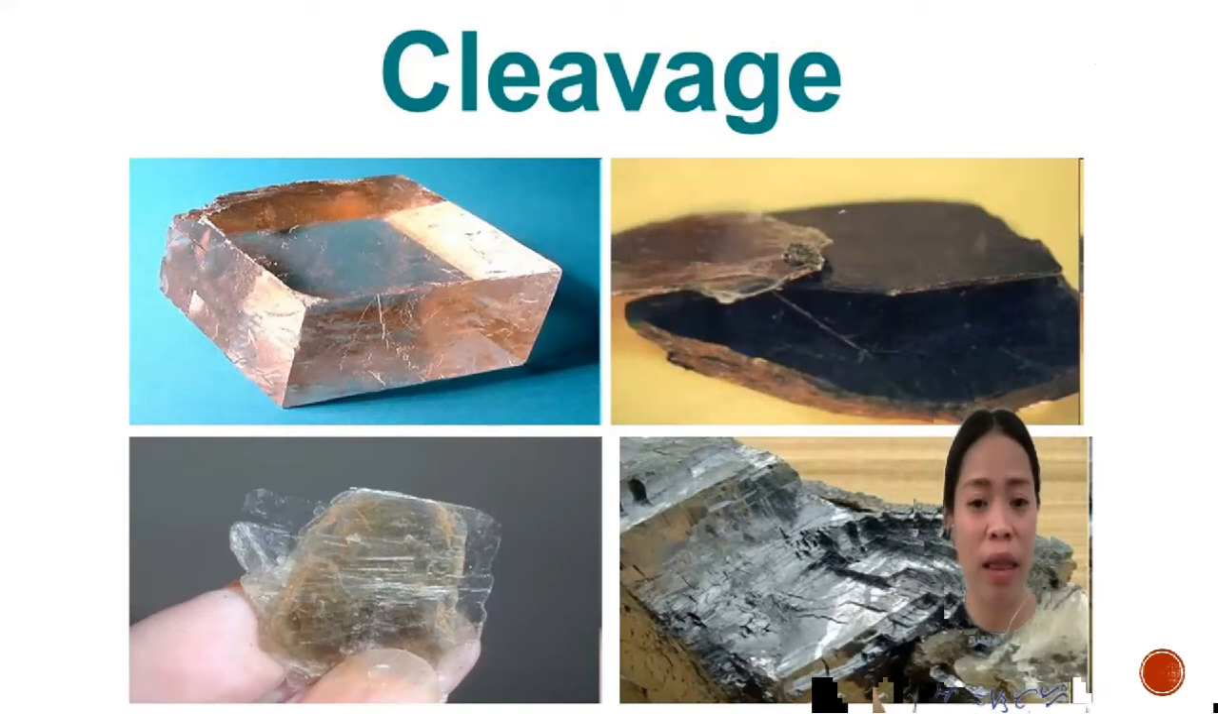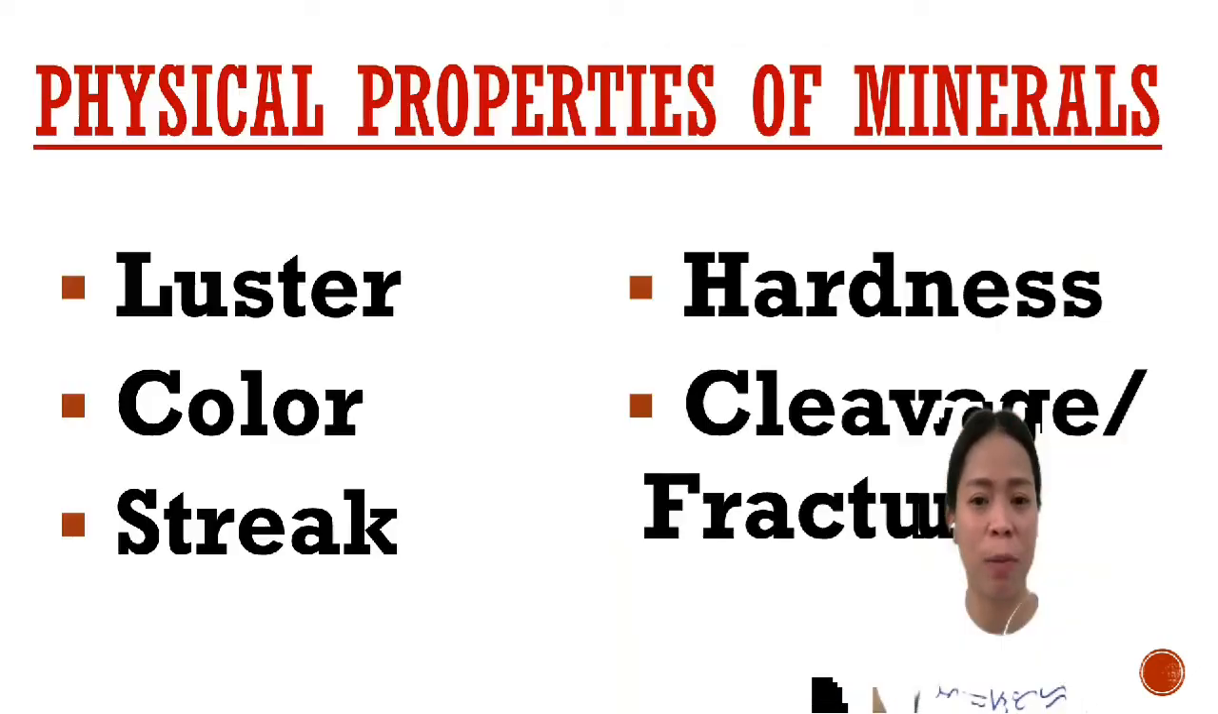When you throw it, it will either break or it will stay the same, intact. It is composed of different cleavages, so those are some of the areas in which it tends to break or split. Okay, let's recall the physical properties of minerals. We have luster, color, streak, hardness, cleavage, and fracture.